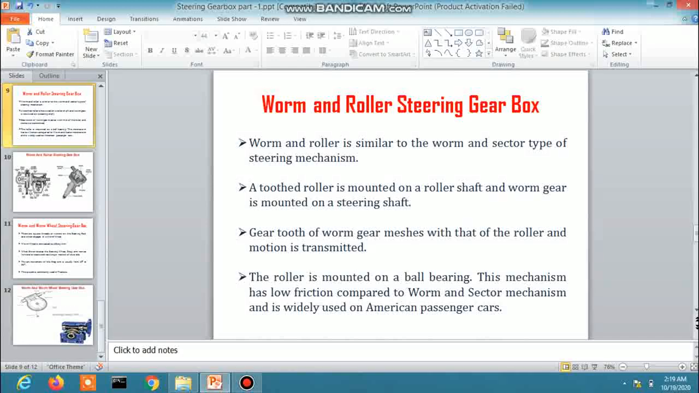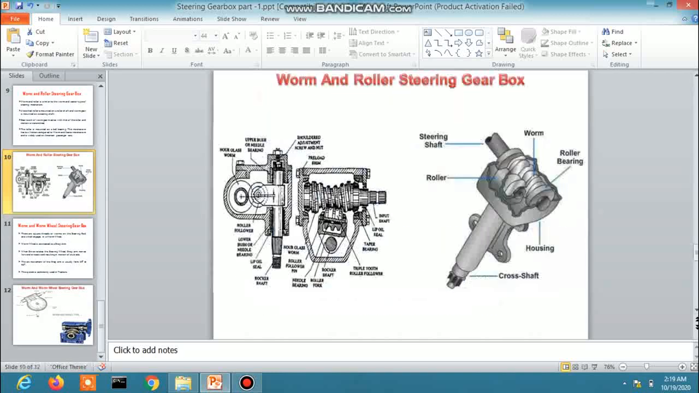So this one is the worm and roller steering gearbox. This is the picture of the worm and roller steering gearbox. This one is the steering shaft and this one is the worm gear, and this is the roller gear or roller shaft, roller bearing.